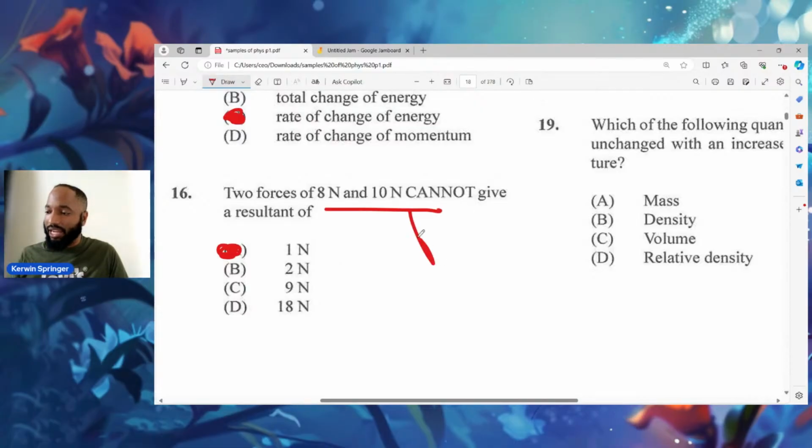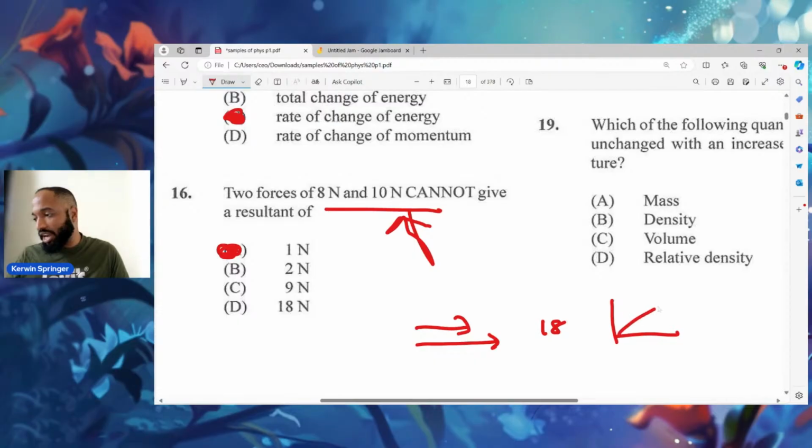This is actually a high level question, but people just memorize the answer. Like, yeah, think about it now. You can put the 8 and the 10 like this, and you can get 18. You can put it diagonal, and you can get all kinds of different resultant forces, but there's no way you can make it get 1.